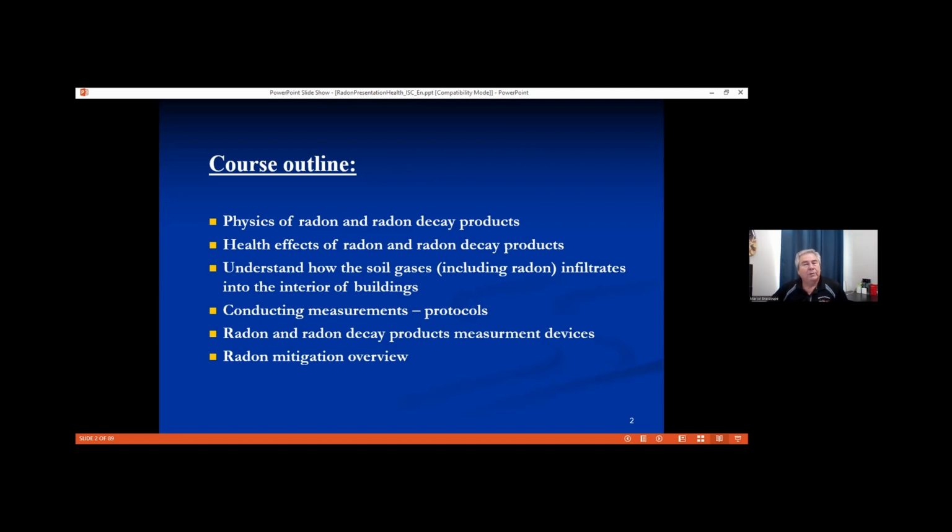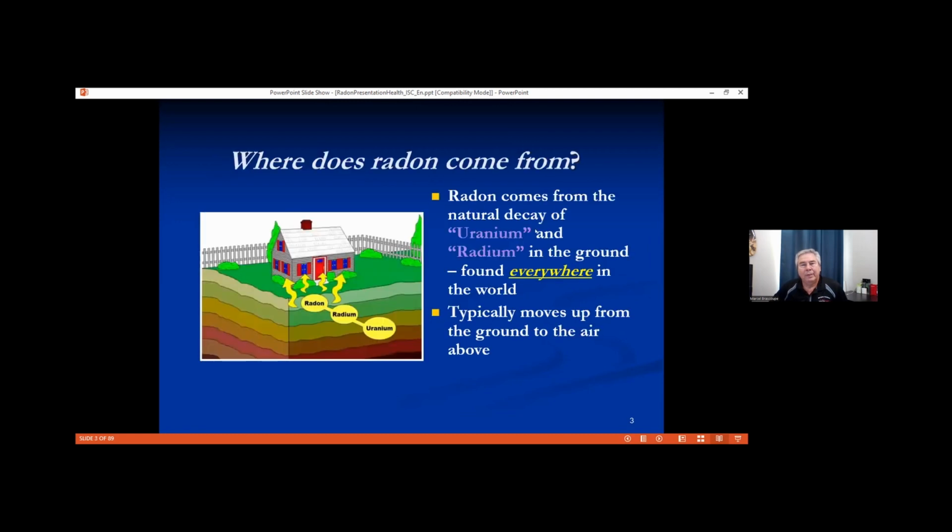We're going to talk about different measurement devices for both radon and radon decay products. We're also going to give you an overview of what needs to be done when you've found a radon problem in the home. How do we correct that? So we're going to have a radon mitigation overview at that point. To start off, we're going to talk about radon and where it comes from.